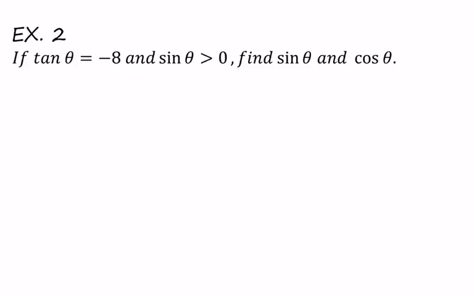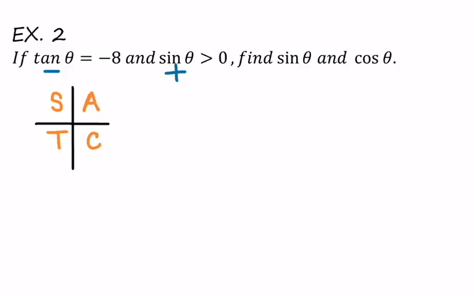Okay, example 2 says if tangent of theta is equal to -8 and the sine of theta is greater than 0, find the sine and the cosine. So in this case, the information that sine is greater than 0 tells me that the sine value is positive and the tangent was the negative value. The reason this helps me is I need to know what quadrant this triangle is in to be able to get the correct sign, positive or negative, on my answers.